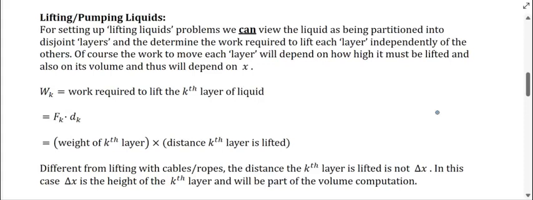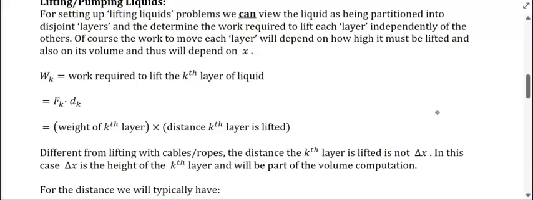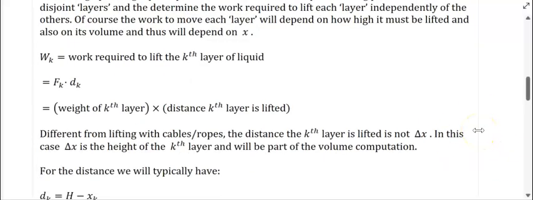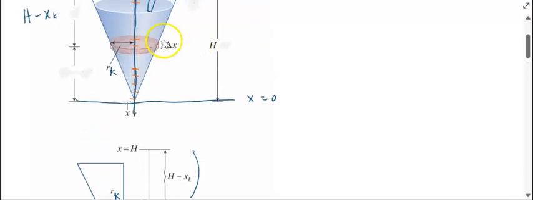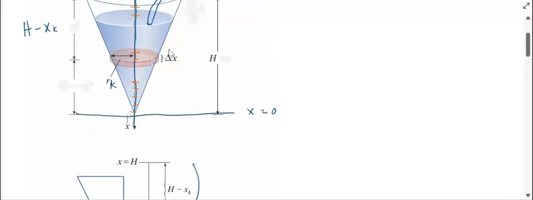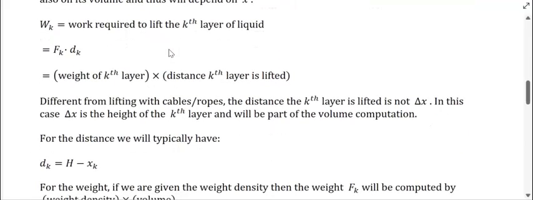So if we let W sub k represent the work required to lift the kth layer, then as we've had before, it's the force times the distance. The force is going to represent the weight of the kth layer, and d sub k is just the distance. Now, the distance in this case is not delta x. Going back up to the figure, delta x is going to represent the thickness of the kth slice, so that is going to come into a different area of this Riemann sum that we're setting up.